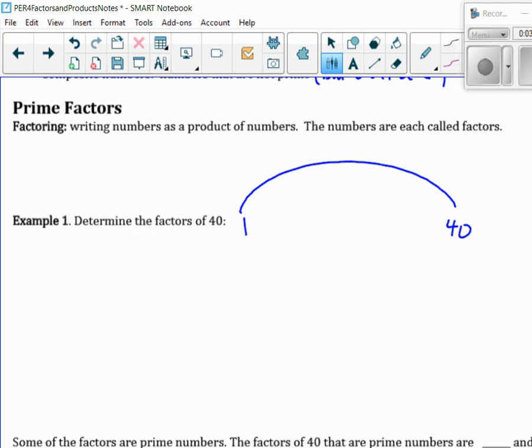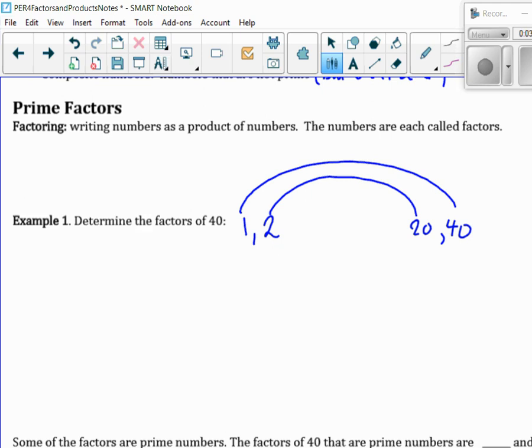Okay, so now we're going to go to the next one. 2. I know 40 is divisible by 2. Why? It's an even number. So now 2 times what gives me 40? 20. Do you see there's my other pair? So I don't have to test any numbers between 20 and 40 now, right?